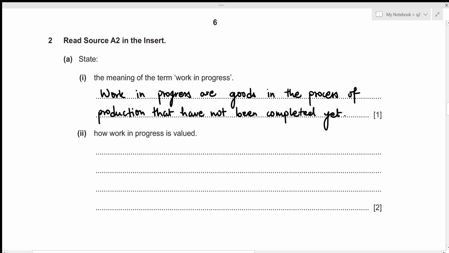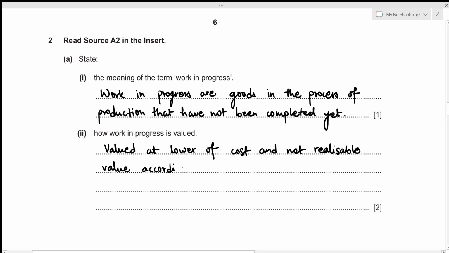Now for the second part, we need to state how work in progress is valued. Since work in progress is also a kind of inventory, we need to value it at the lower of cost and net realizable value according to International Accounting Standard 2. Let's write it down. Valued at lower of cost and net realizable value according to International Accounting Standards 2. Okay, so this concludes the first part of this question.